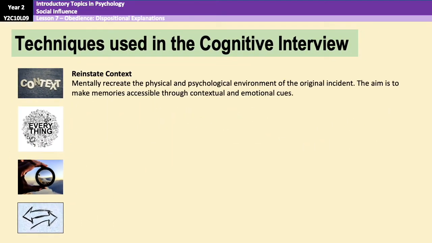The first one is reinstate the context. When using this technique, witnesses are encouraged to recreate the physical and psychological environment of the original incident. Witnesses might be asked to mentally place themselves back in the situation that they were in at the time of the event. They might be asked about the weather, about sights, sounds, smells, the way that they were feeling. Anything to do with the context of the situation, whether those are external things or internal things. The aim is to make memories accessible through contextual and emotional cues.